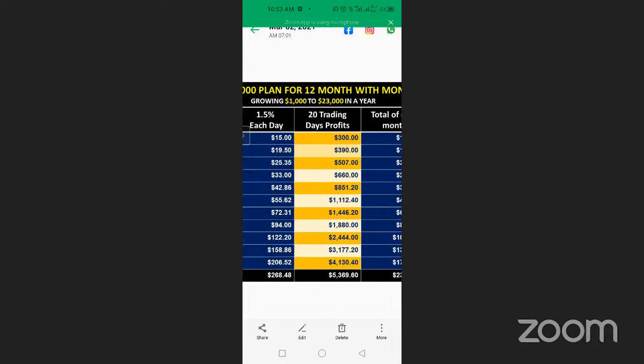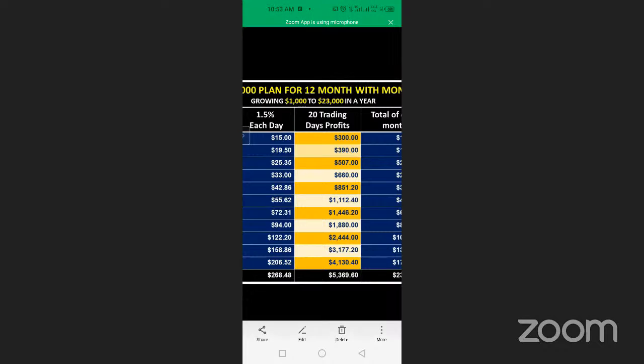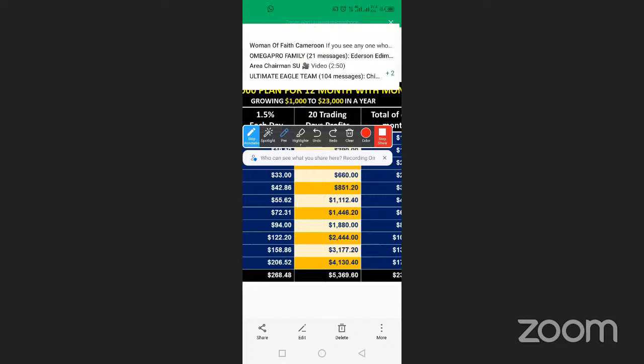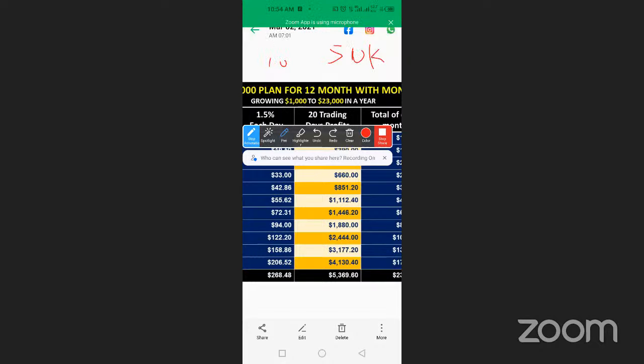So this is just 1.5% daily. And if I show you 2% daily of $1,000, at the end of 1 year, you can generate $1,000 to 50 something thousand dollars for 2% daily with this same pattern. So you now have all what it takes, but what it requires from you is discipline and focus. All right.